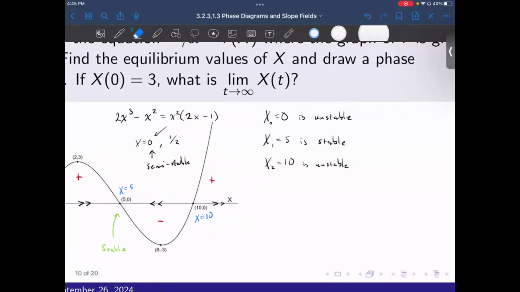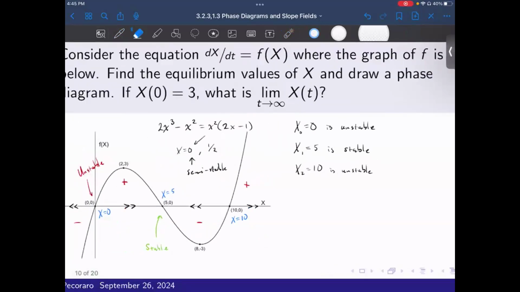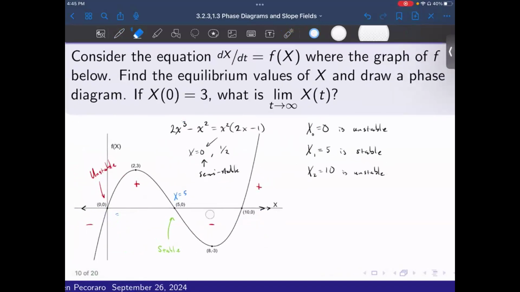Okay. And then I guess it says draw a phase diagram. We already did that. And if our initial condition is 3, what is the limit as t goes to infinity? All right, so what we do is we find 3 on the x-axis, probably somewhere around here. Look at the direction the arrows are pointing, and then keep going until we hit an equilibrium point. The one that we hit is 5. That's our stable point, which makes sense.